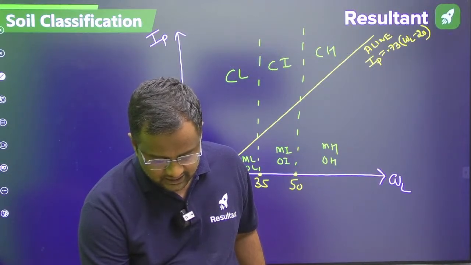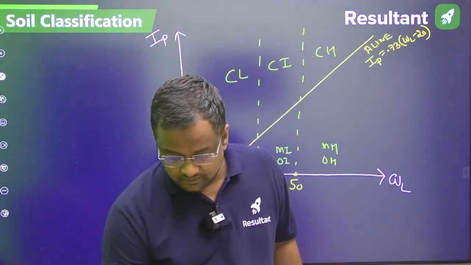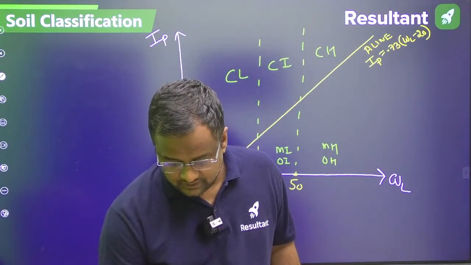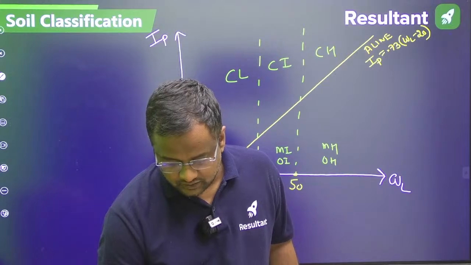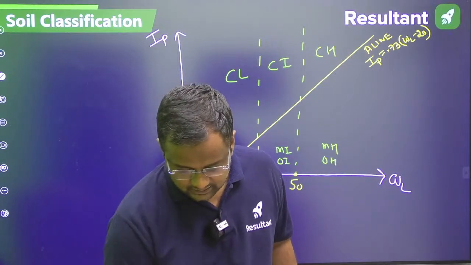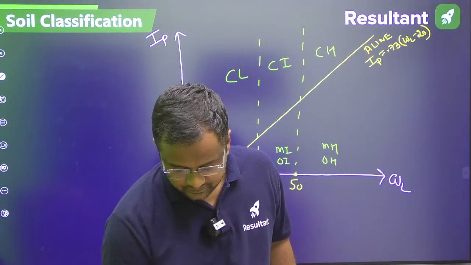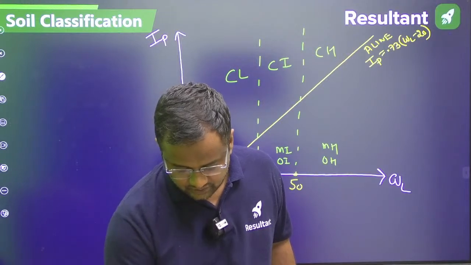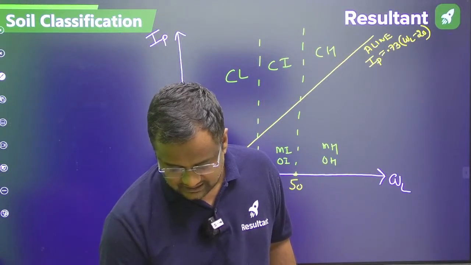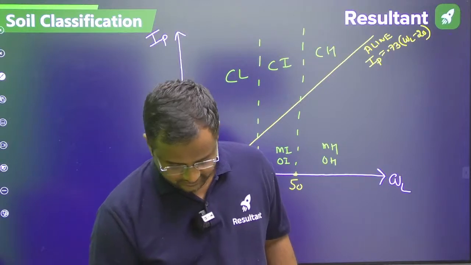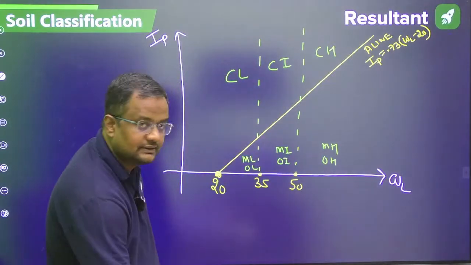Above is clay because clay is more plastic. Below is silt because it is less plastic, so the y-axis value will be lesser for that. So above is clay, below is silt.